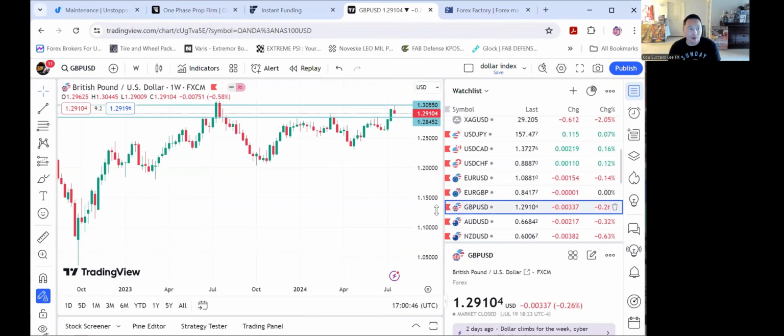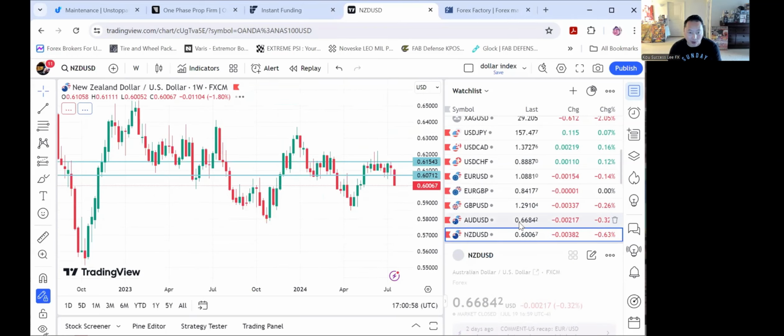All right, the pound here, we're selling the pound. I'm looking for the pound to break back down to 128. That's gonna be the first target, and then the next target will be 127, and that's as low as I'm gonna go, unless major drop, I guess.